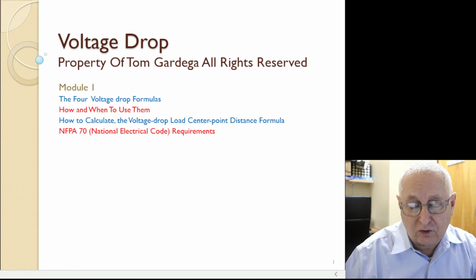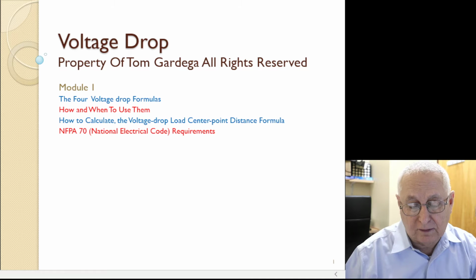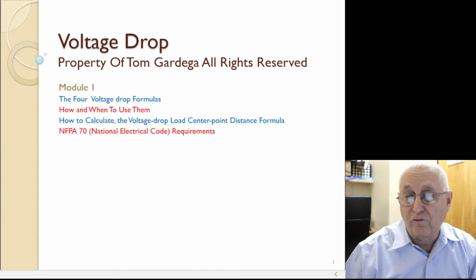It is a voltage drop that occurs due to the resistance of the wires that feed a load. There are 4 voltage drop formulas that apply to this kind of voltage drop, and we will explore these 4 voltage drop formulas, how and when to use them, how to calculate the voltage drop load center point distance formula, and finally the National Electrical Code NFPA 70 code requirements as it applies.